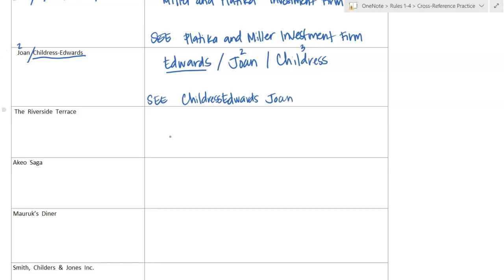Okay, here we have the Riverside Terrace. This does not need any cross-reference.